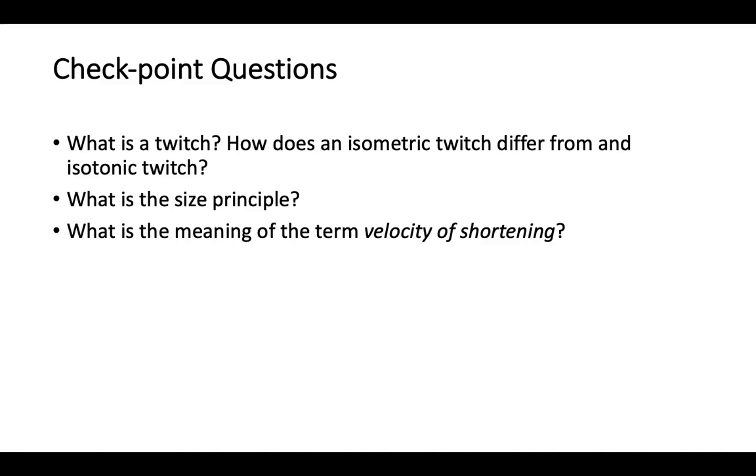The isotonic twitch is where we see the load being picked up because the tension being produced is enough to actually overcome that load. And that is why the tension is the same, right? So the tension is the same because we have achieved a point of tension that is enough to overcome the load. And so at that point, we no longer need to generate more tension. We can level it off because we can overcome that load.